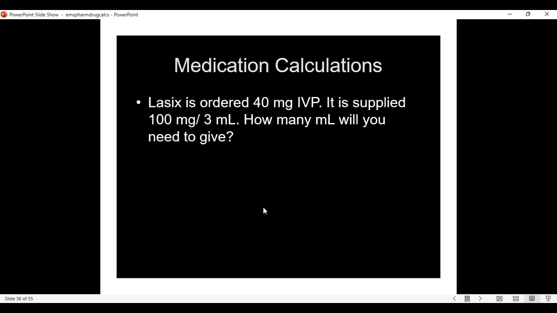Lasix is ordered 40 milligram IV push. If it's supplied 100 milligrams per 3 ml, how many ml would I need to give? So again, first we're going to have to convert this into per ml and then divide 40 by that. I'll give you a moment, pause the video. When you get it figured out, come back.